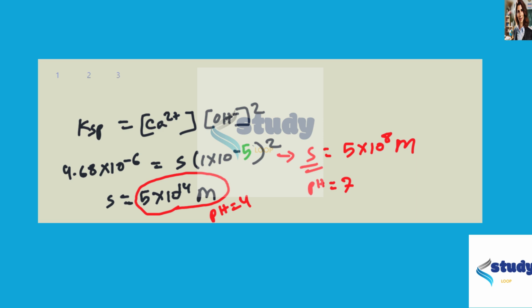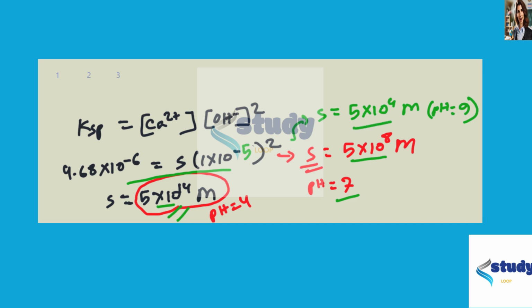From here, if we solve this equation, we will have the S value as 5 times 10 to the power 4 molar. So this is the molar solubility of calcium hydroxide in a buffer solution with pH 9. So the molar solubility of calcium hydroxide in a buffer of pH 4 is 5 times 10 to the power 14, then 5 times 10 to the power 8 is for the pH 7 buffer solution, and 5 times 10 to the power 4 is for the pH 9 buffer solution.